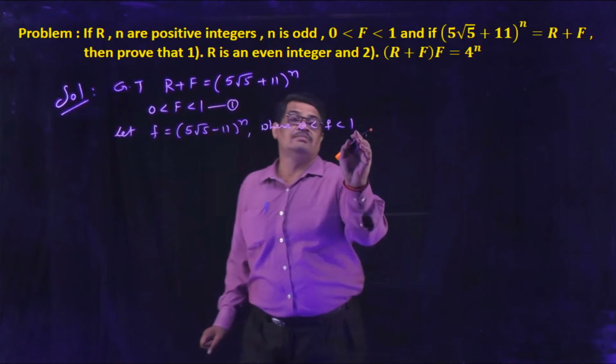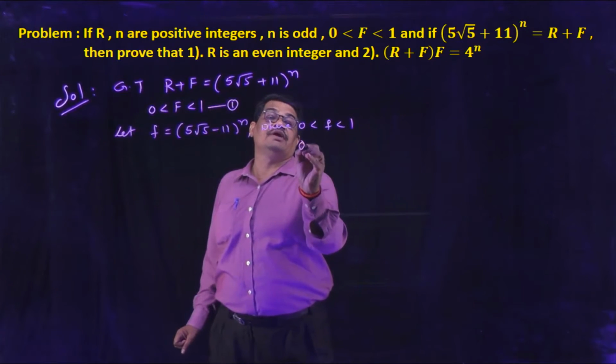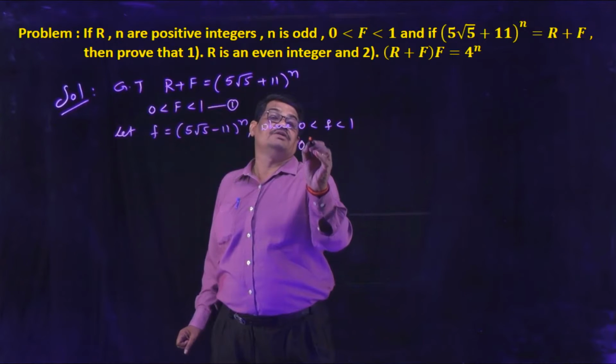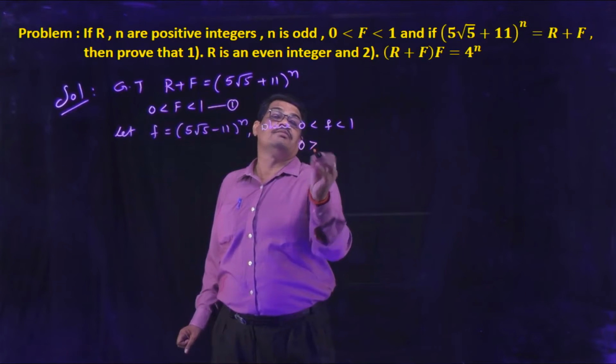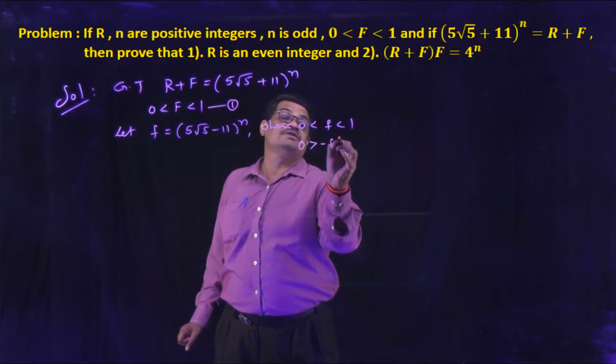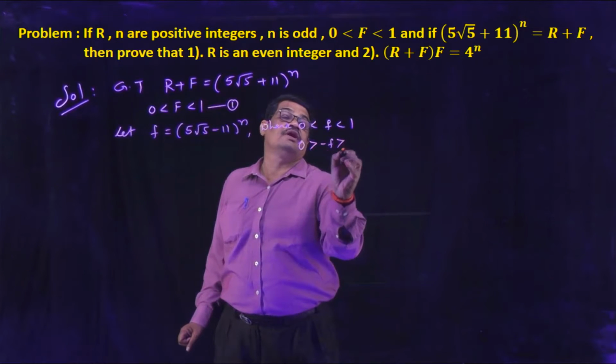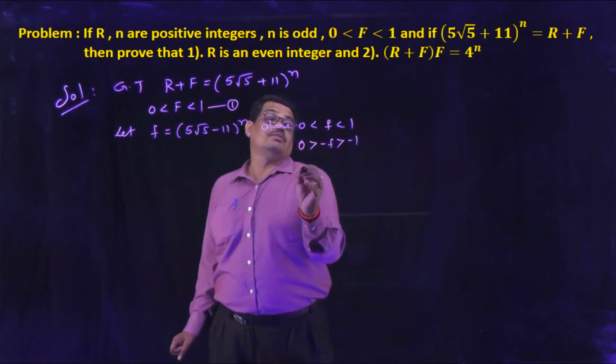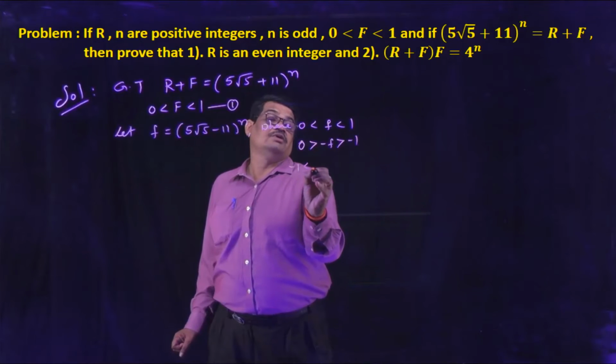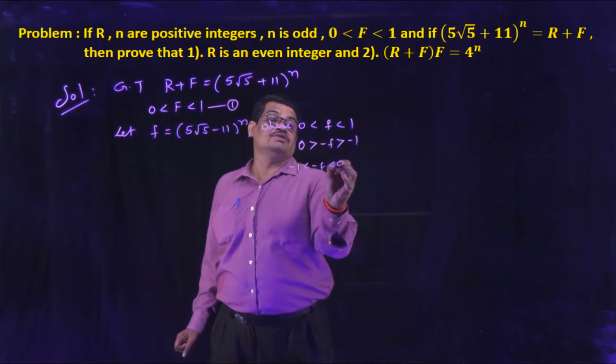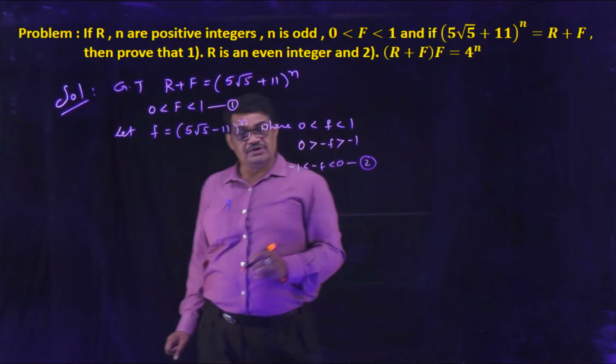Now we are multiplying with minus, then we are getting minus, here less than becomes greater than, here minus f is less than becomes greater than minus 1. So from this, minus 1 less than minus f less than 0. This is say equation 2.